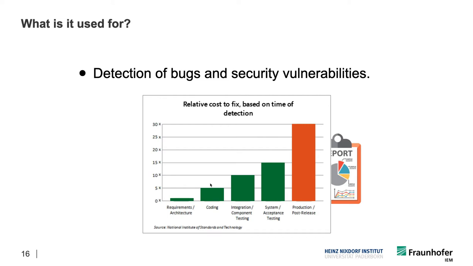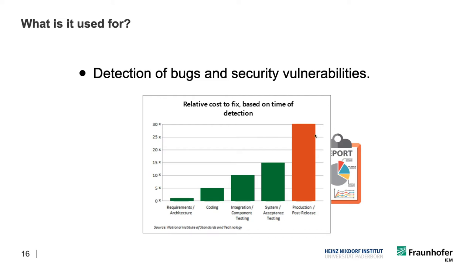This here is a graphic by NIST, the National Institute of Standards and Technology in the United States. But all of these studies basically show a similar curve. So the later you actually get to fix a certain bug or vulnerability, the more cost this is going to incur. And you can imagine, right?